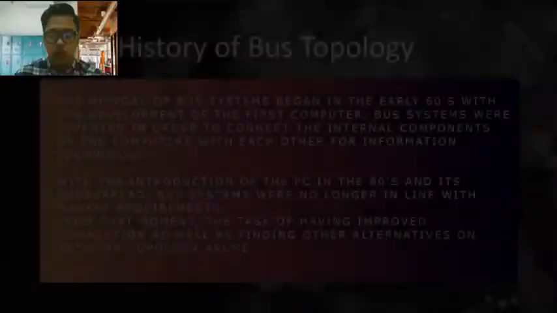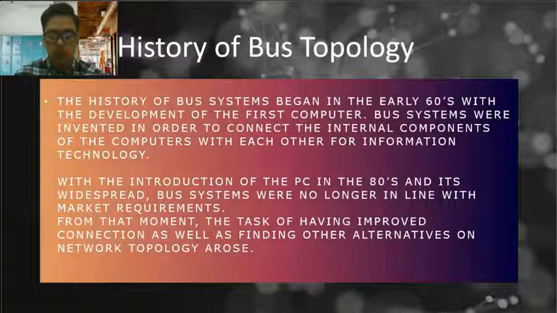So now I will explain about the history of the bus topology. The history of the bus system began in the early 60s with the development of the first computer. Bus systems were invented in order to connect the internal components of a computer with each other from the information technology. With the introduction of the PCs in the 80s and their widespread use, bus systems were no longer in line with market requirements. From that moment, the task of having improved connections as well as finding other alternatives in network topology arose.